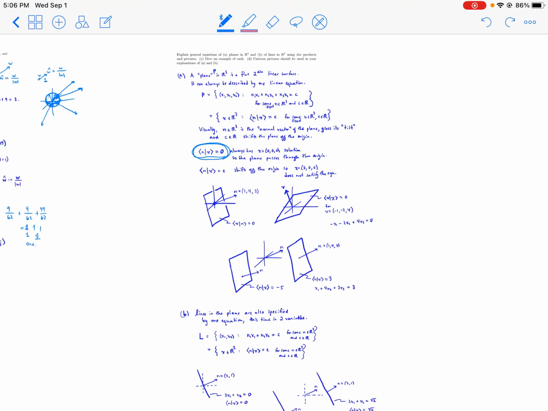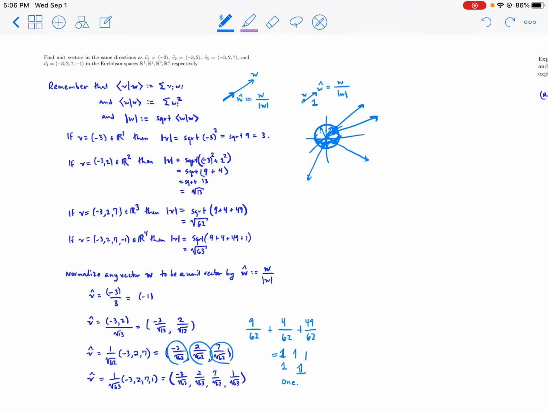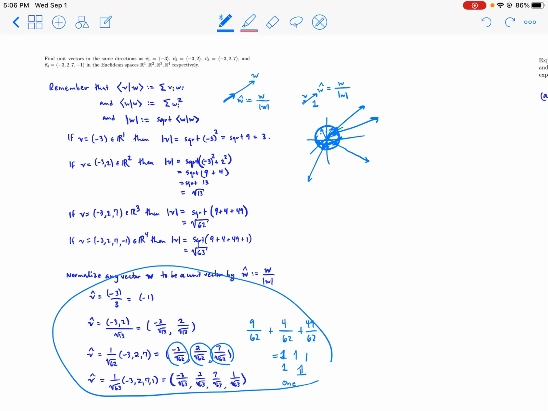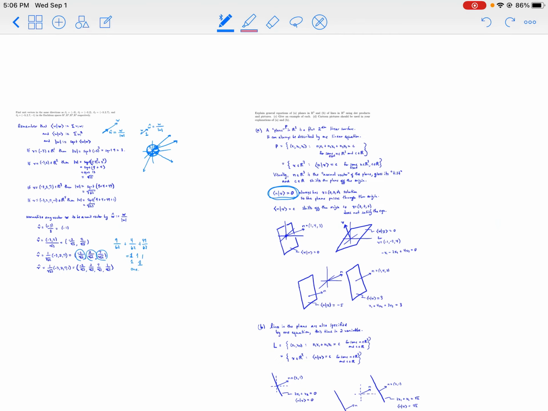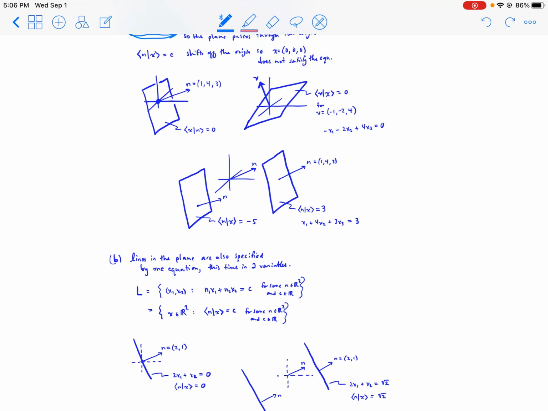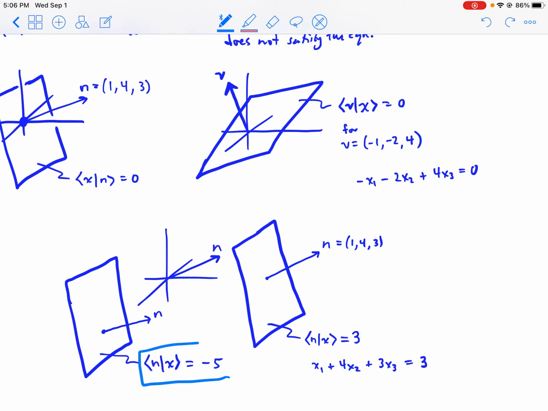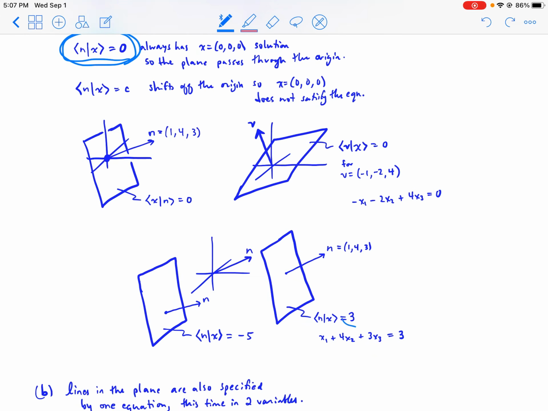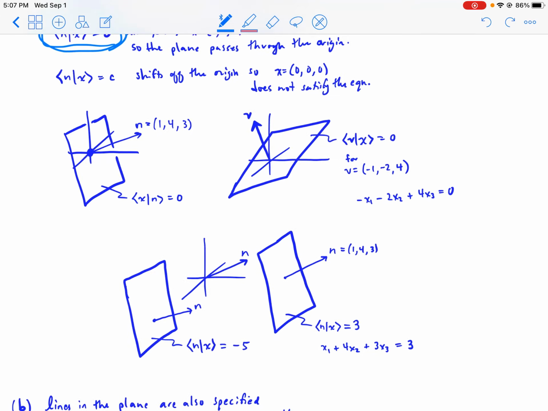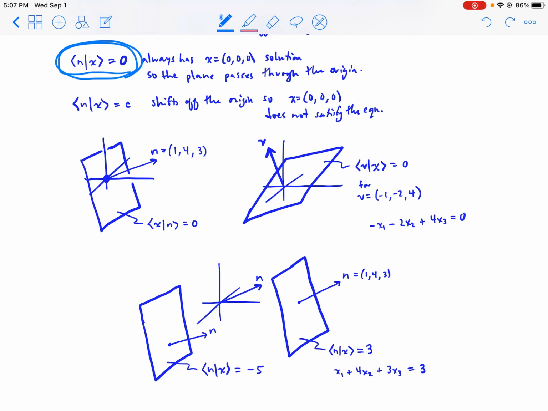If n was a unit vector, and we know how to make it a unit vector, so you can always do this if you want, then this equation would be shifting it off the origin exactly by the length 5. And this would be shifting it off the origin by length 3. But for general vectors, it gets messed up a little bit, but still the direction positive or negative works.